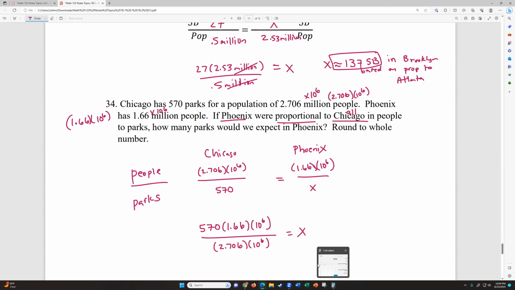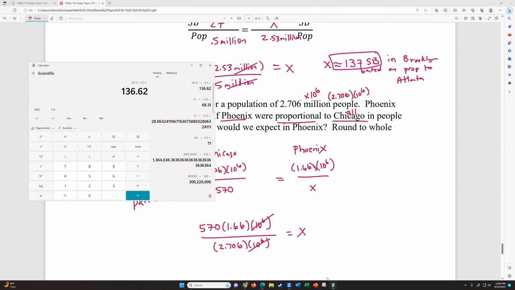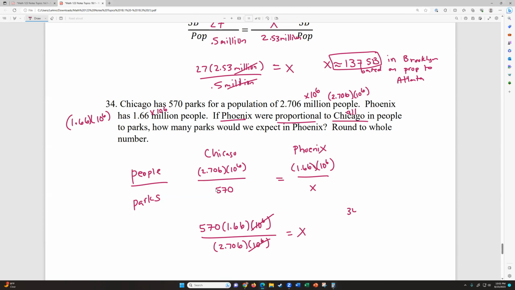Notice that when the million word canceled, we were really canceling out two 10 to the 6s that match. So it is the same thing. As long as they're the same word, it is like canceling the same power of 10. So 570 times 1.66, and then divide that by 2.706, and round to the nearest whole. So this is one you have to be careful of. This is a 6. I'm going to write it out. 349.667. That should be plenty for this. We look at this spot, we look behind it. The 6 is going to bump this up, but it becomes a 10. So then we have to carry the 1. So it's 350 parks. And that would be in Phoenix based on proportionality to Chicago.